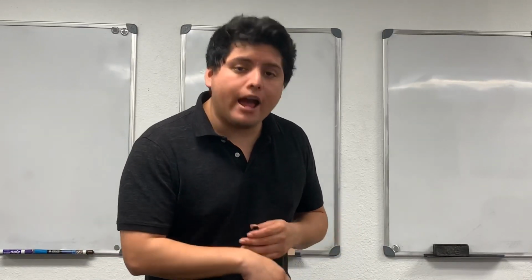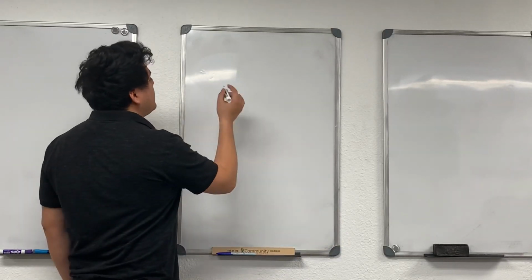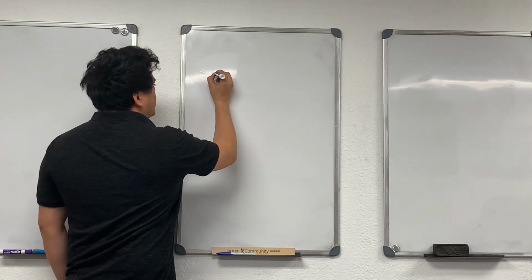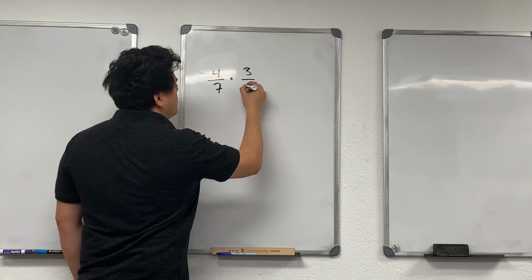Today we're going to be talking about fractions and how to multiply them. With that being said, let's just go ahead and look at a few examples. Let's say I have the fraction 4 over 7 times 3 over 2.